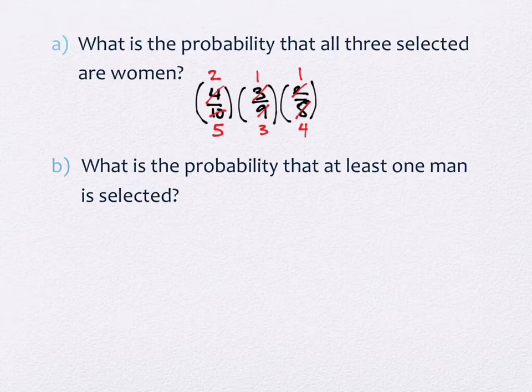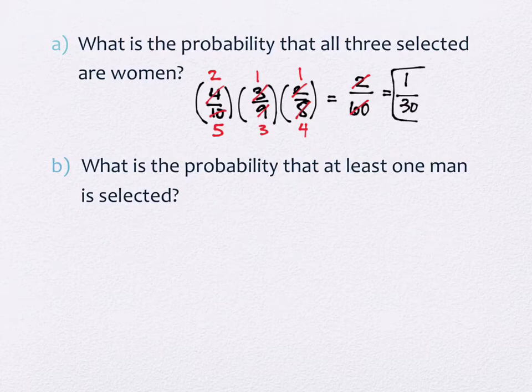If you want to multiply across the straight top and bottom now, it's pretty nice. We'll still have a little bit of reducing at the end, but not too much. 2 times 1 times 1 is 2. And then 5 times 3 times 4 is what? 60. 2 out of 60 is still not quite reduced. I need to divide them both by 2, right? And so 2 divided by 2 is 1, and 60 divided by 2 is 30. A 1 out of 30 chance that all 3 people going are women. It's not very high, right? It's not very high, 1 out of 30.